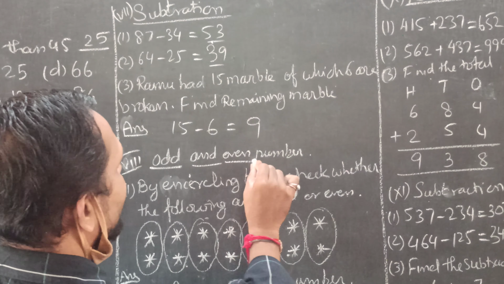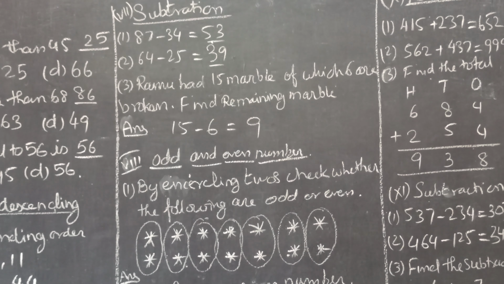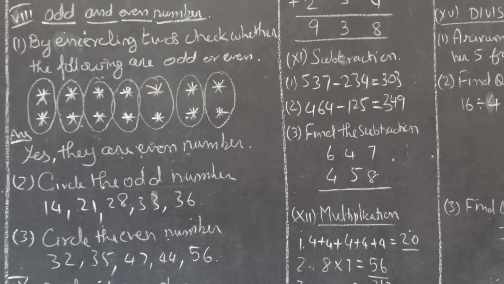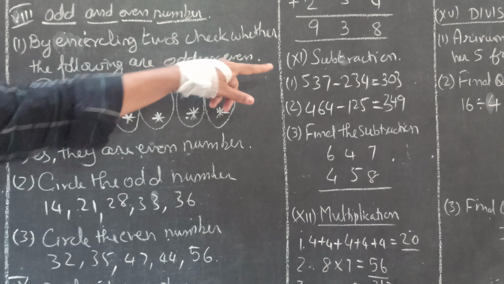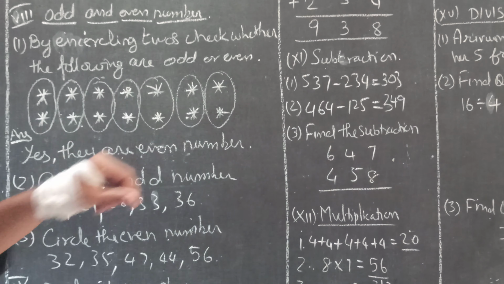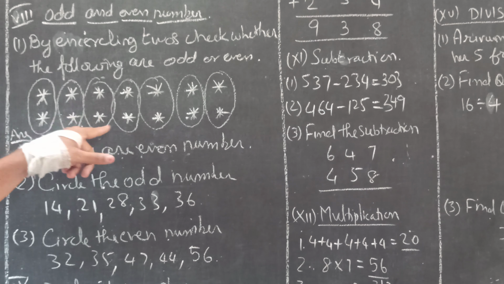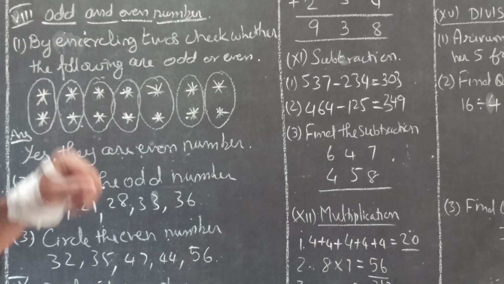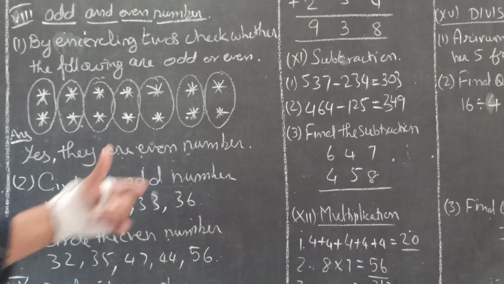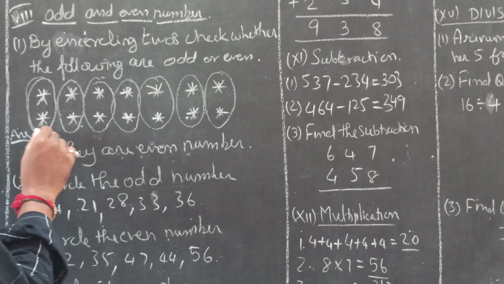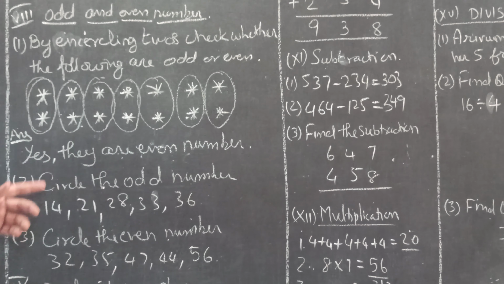Then odd and even numbers. Now in odd and even number they are asking, by encircling 2's check whether the following are odd or even. So these are all in 2's. So we are given with a star, we have to just group them. So there is no star left. Yes, they are in even number.